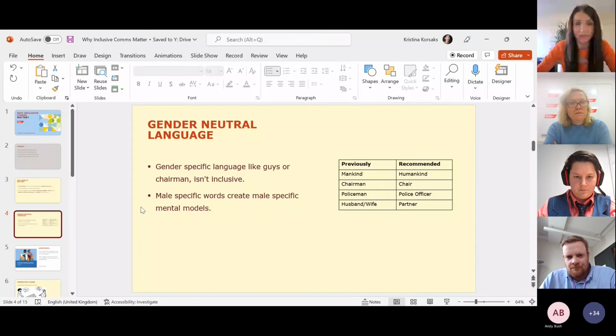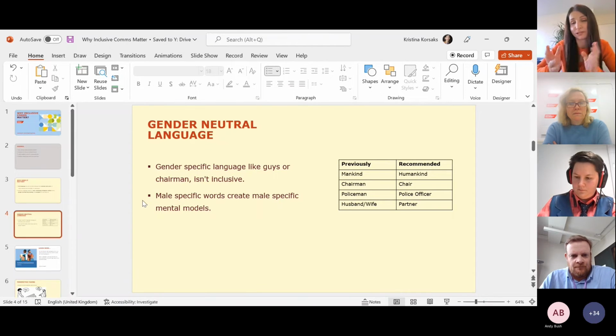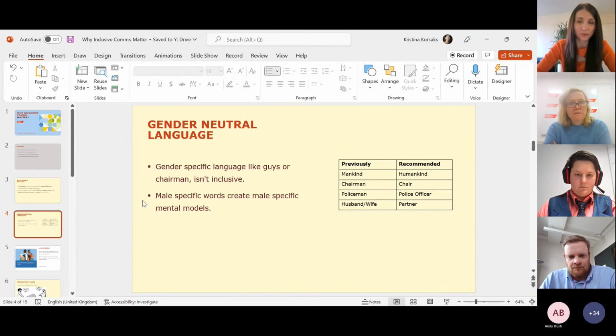And here I wanted to just run through a few gender neutral language examples. Gender specific language like guys or chairman isn't inclusive, and male specific words create male specific mental models. So you can see on the right hand side, there are a few words showing how we used to say them before and what is the recommended version. We encourage you to say chair, not chairman. We encourage you to say partner, not husband or wife, to be as inclusive as possible.